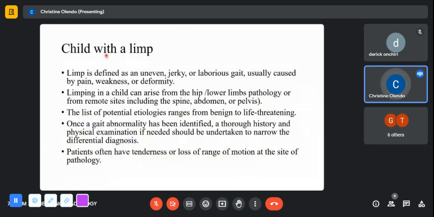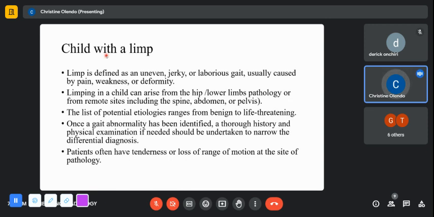A limp is defined as an uneven, jerky, or laborious gait, usually caused by pain and weakness or deformity. Limping in a child can arise from hip or lower limb pathology, or from a remote site, which is the spine, abdomen, or pelvis. There's a wide list of differentials that range from benign to life threatening. So once a gait abnormality has been identified, it requires a thorough history and physical examination so that you can narrow down your list of differentials.